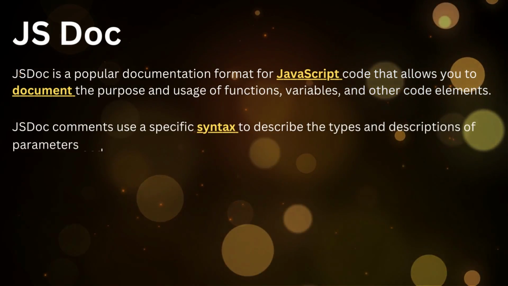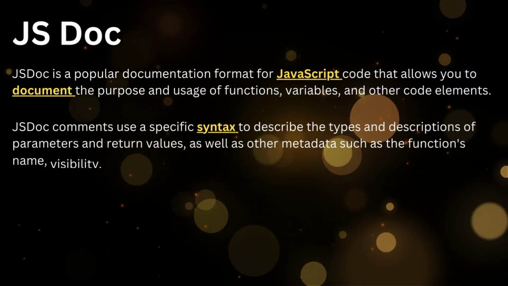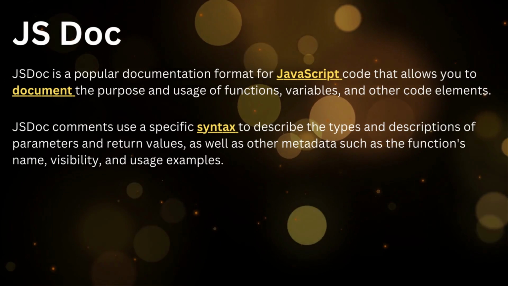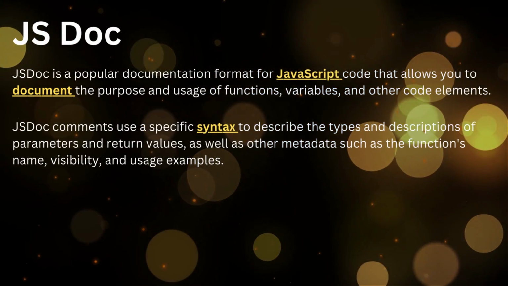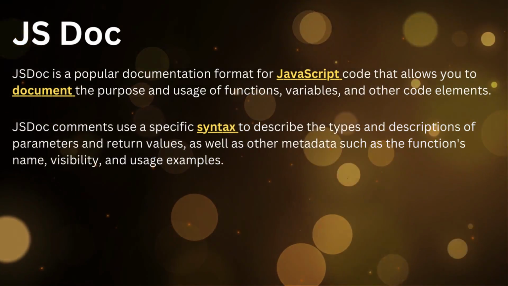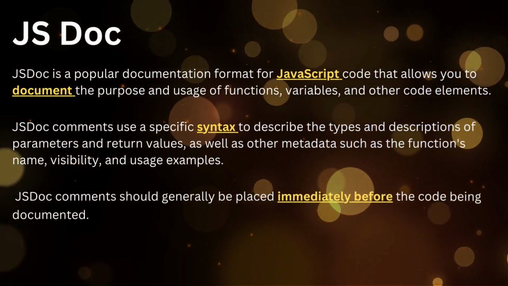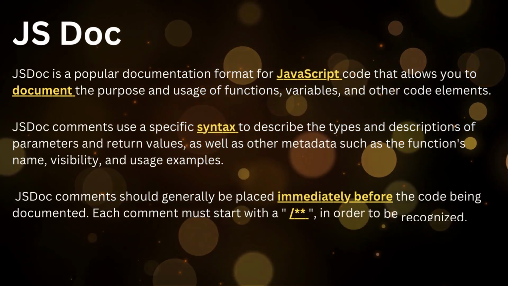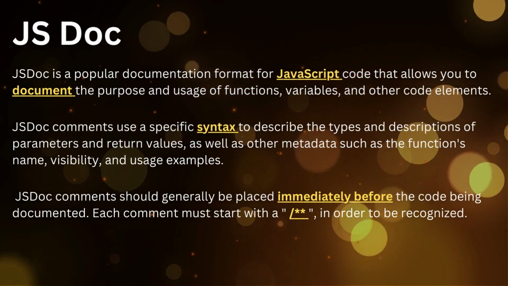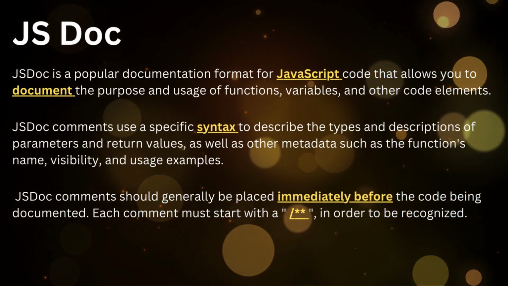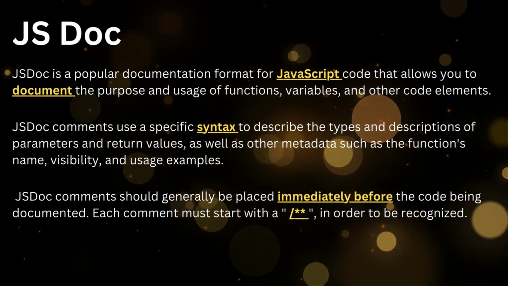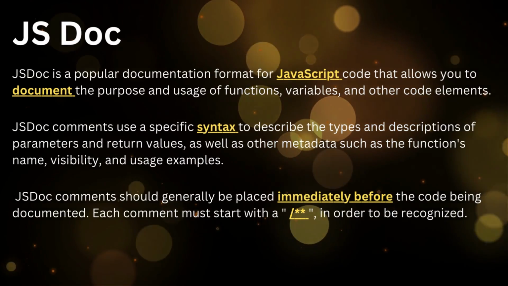JSDoc comments use a specific syntax to describe the types and descriptions of parameters and return values, as well as other metadata such as the function's name, visibility, and usage examples. JSDoc comments should generally be placed immediately before the code being documented. Each comment must start with a slash and double asterisks in order to be recognized. More about comments will be discussed in another video.